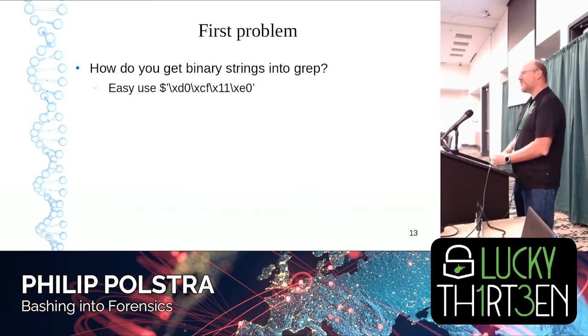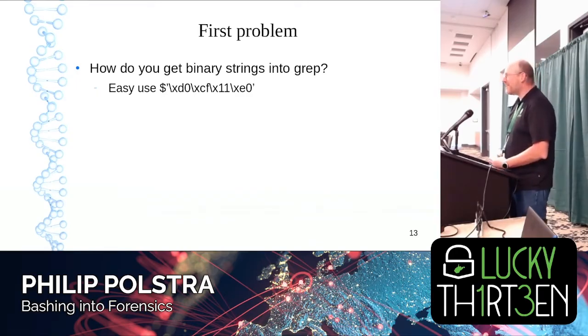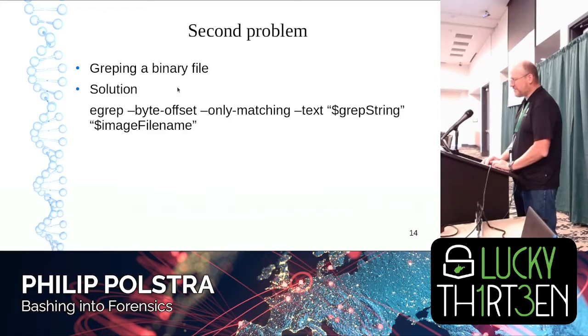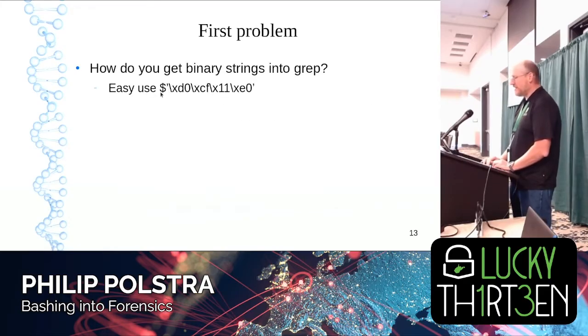Right. But there were a couple of problems. First problem, sometimes I have to search for things that are binary strings. And those are kind of hard to enter. And how do I get that stuff into grep? Right? And the answer is actually pretty simple. If you want to have a hex string, you just put a $ sign out front, oops, and then have single quotes, not double quotes, and then you put your stuff in like this, \x, and then your hex value, \x, hex value, etc.